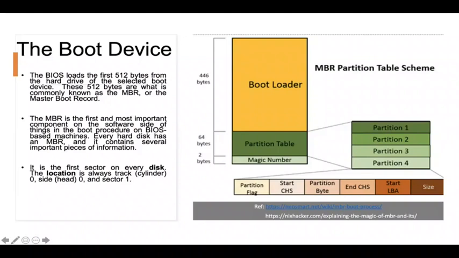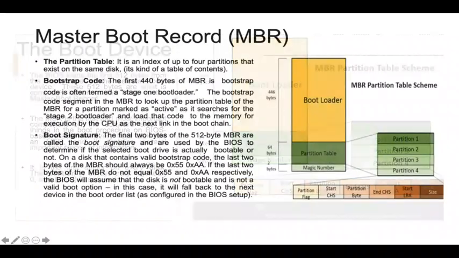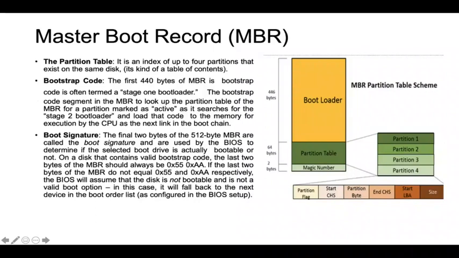If you look at the MBR, it has 3 components. Let's have a look in more detail at these 3 components. The first component is the partition table. It is an index of up to 4 partitions that exist on the same disk. It's kind of a table of contents. We will be looking in the next slide at what partitioning of a disk or a partition table is.